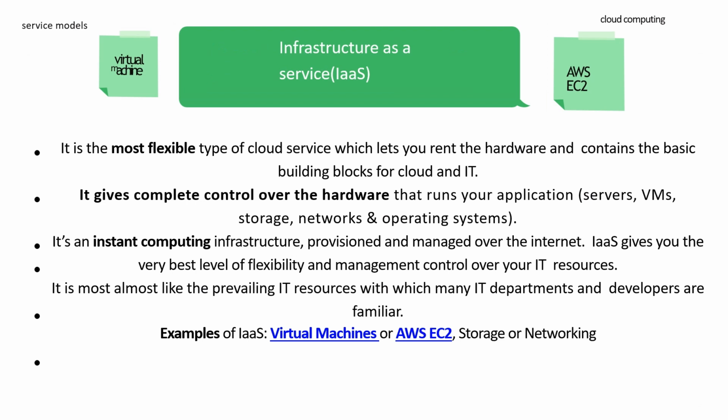So first we will understand Infrastructure as a Service. It is the most flexible type of cloud service, which lets you rent the hardware and contains the basic building blocks for cloud and IT. It gives complete control over the hardware that runs your application: servers, virtual machines, storage, network, and operating system. It is instant computing infrastructure provisioned and managed over the internet. IaaS gives you the highest level of flexibility and management control over your IT resources. Its examples are virtual machines and AWS EC2 for storage and networking.